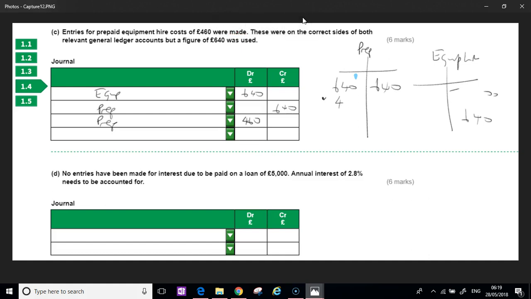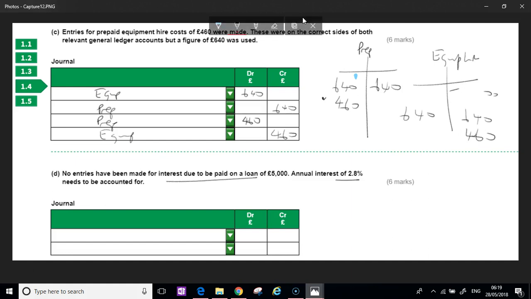So I've taken out the 640, it's gone, and now I put in the 460. So prepayment 460, equipment 460. That's what I need to do. Okay, now it tells you no entry has been made for interest due on a loan.